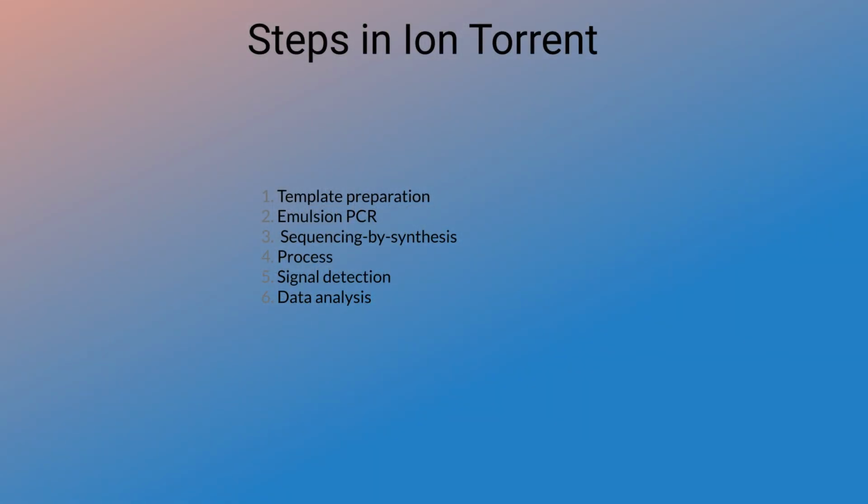So there's 6 steps in ion torrent. Template preparation. The first step in ion torrent sequencing involves preparing a DNA sample that you will want to sequence. This sample can be genomic DNA, cDNA, or any other type of DNA that you're interested in sequencing.